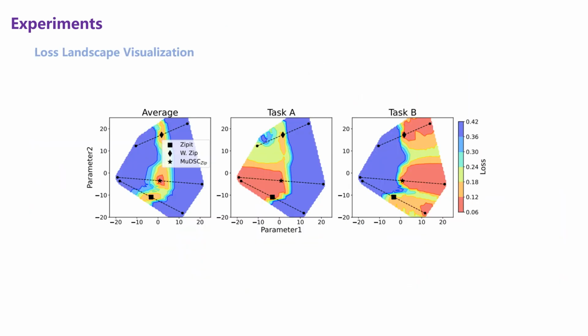Observing the advantages of dual space constraints from the perspective of loss landscapes, we plotted the positions of three ZipIt-based methods on the loss landscape. The three plots represent the average loss, the loss for task A, and the loss for task B, respectively. It can be observed that compared to methods solely based on weights or activations, the method based on dual space constraints is better at finding regions with lower loss for both tasks.